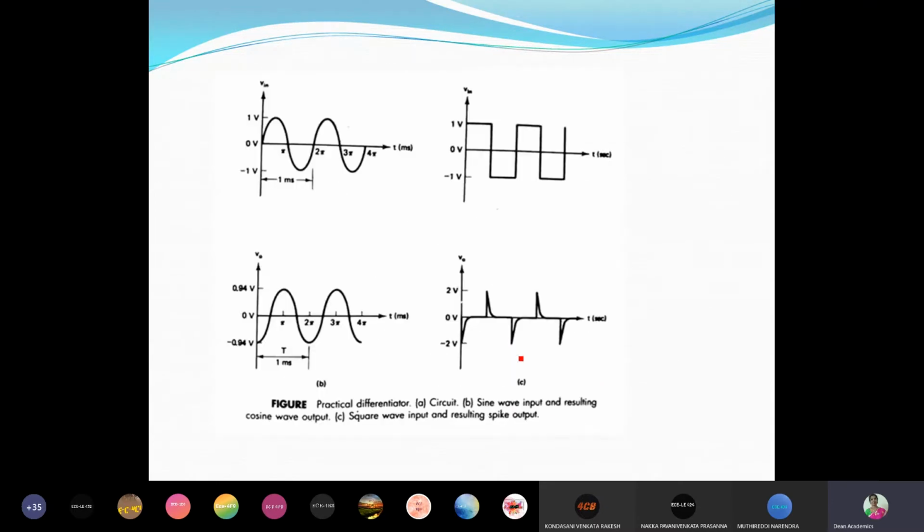This is the frequency response. When you give a sinusoidal wave, we get the differentiated sinusoidal wave, that is, a cosine wave. When you give a square wave, you will get a spike. Like that, you can obtain these waveforms.